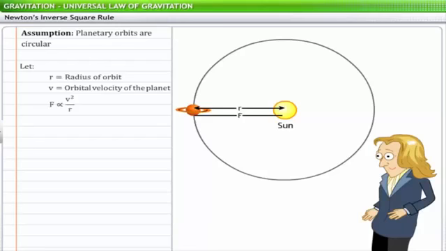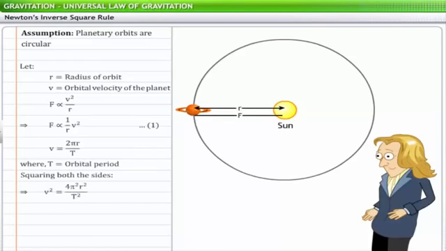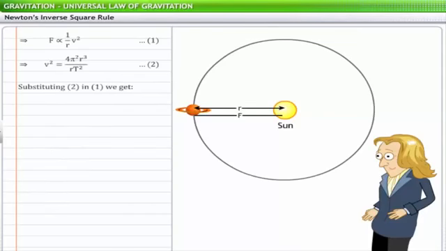F proportional to v squared divided by r. Let's call this equation 1. The orbital velocity of the planet, v, is equal to 2 pi r divided by T, where T is the orbital period of the planet. Squaring both the sides and simplifying, we get equation 2. v squared is equal to 4 pi squared r squared divided by T squared. Substituting equation 2 in equation 1 and simplifying, we get equation 3.